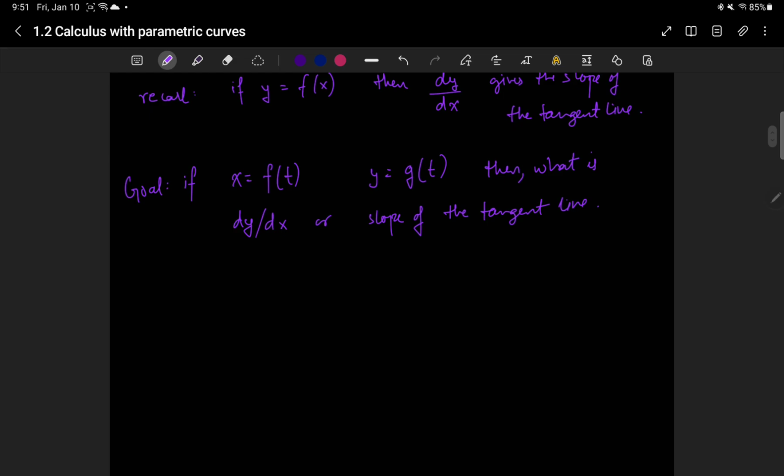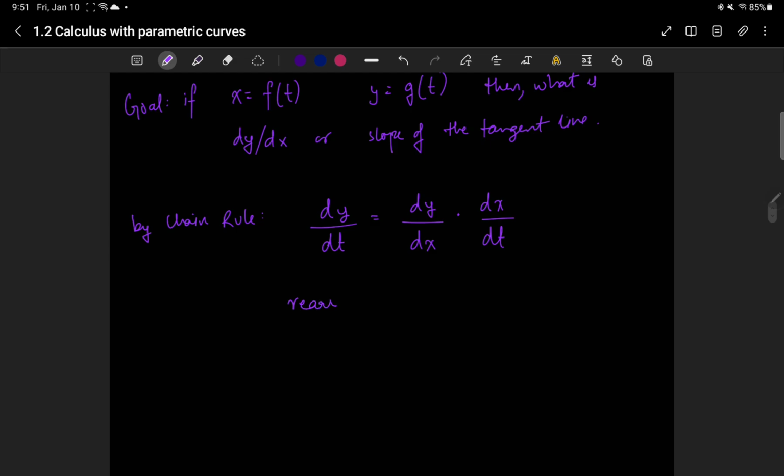In order to do that, we are going to make use of the chain rule. So by the chain rule, we have that dy over dt is nothing but dy over dx times dx over dt. And then rearranging this gives dy over dx equals dy over dt divided by dx over dt.